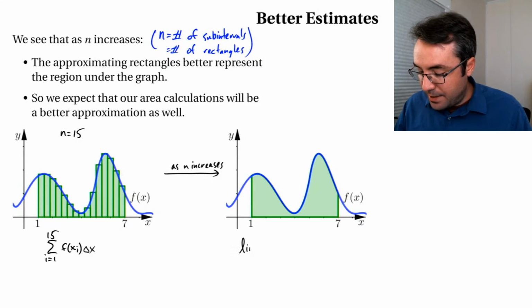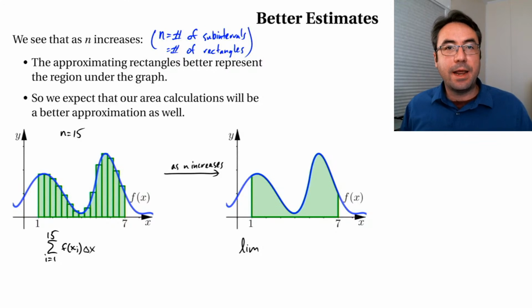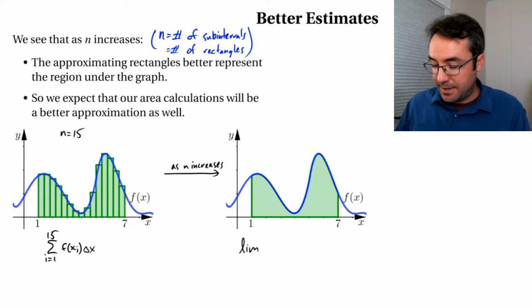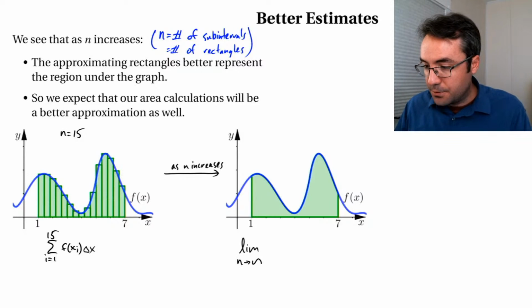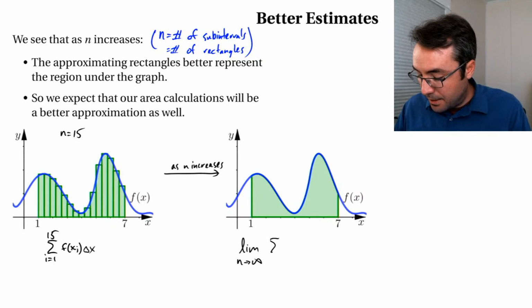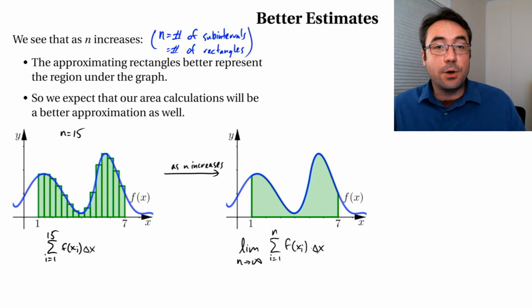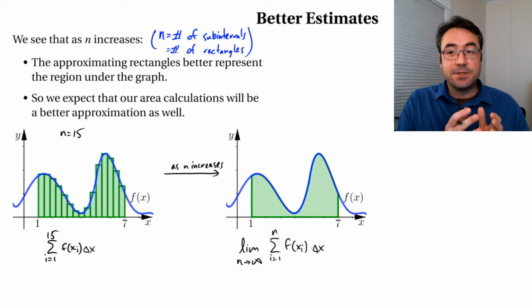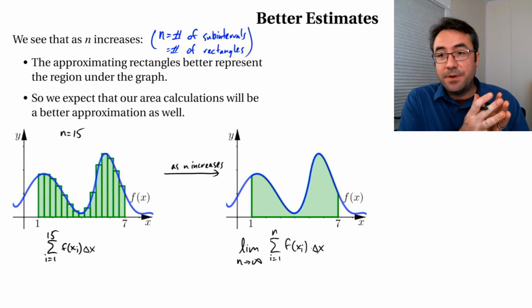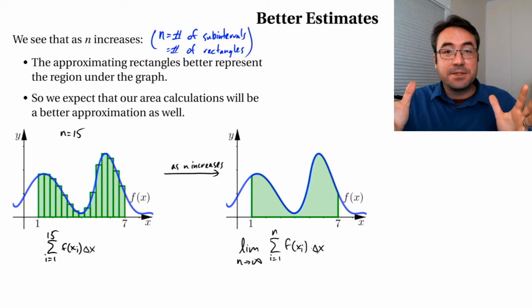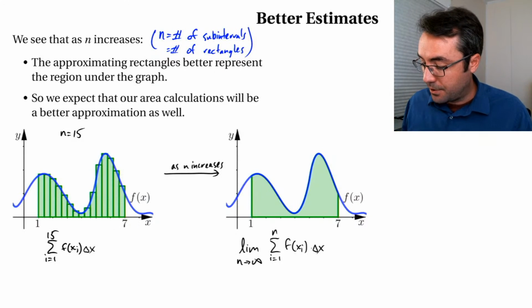And so the way that we look at what happens as n increases is to do the limit. We're going to do the limit as n goes to infinity of this general Riemann sum, where n is going to infinity. n is the number of rectangles that we use. And so the limit as n goes to infinity would give us the exact area under the curve.